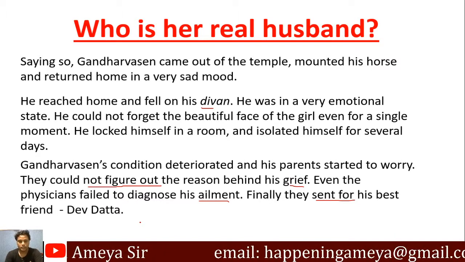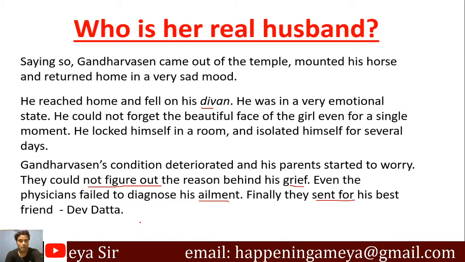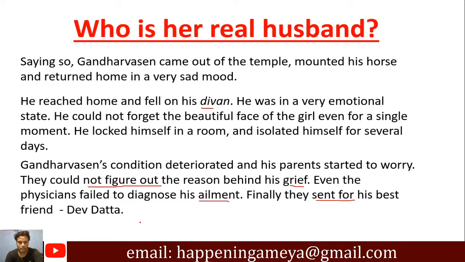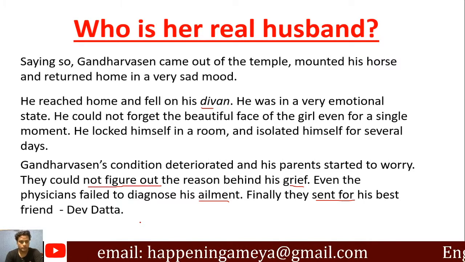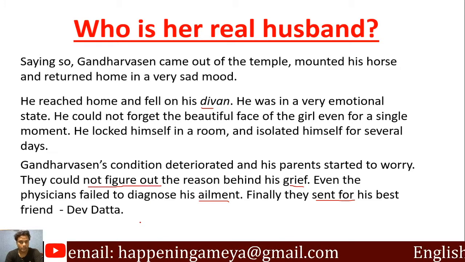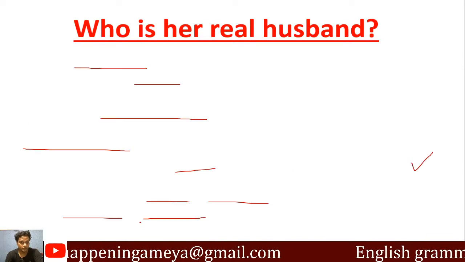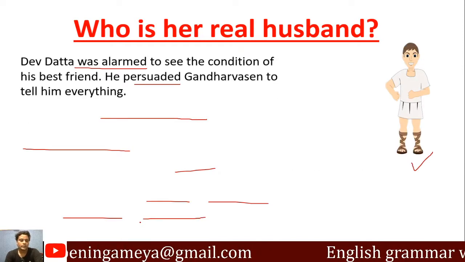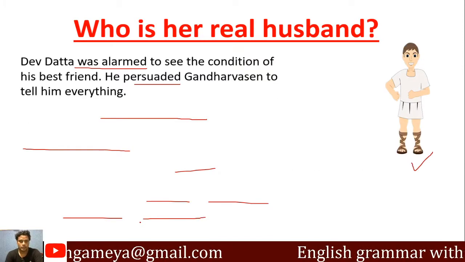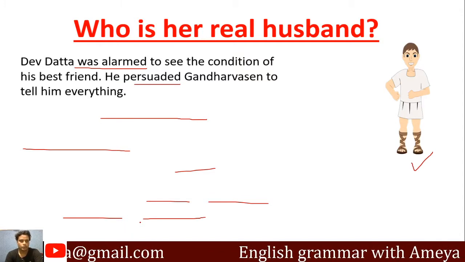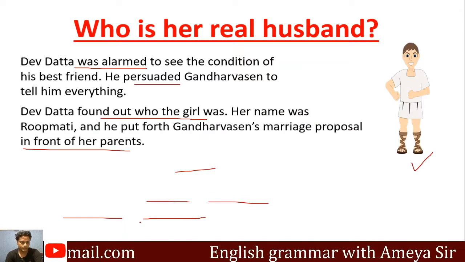Gandharvasen's condition deteriorated and his parents started to worry. They could not figure out the reason behind his grief. Even the physicians failed to diagnose his ailment. Finally, they sent for his best friend Devdatta. Devdatta was alarmed to see the condition of his best friend. He persuaded Gandharvasen to tell him everything.